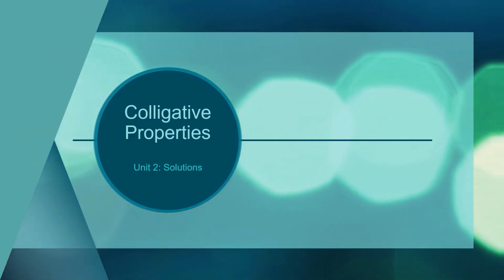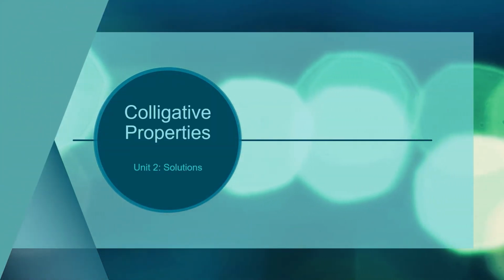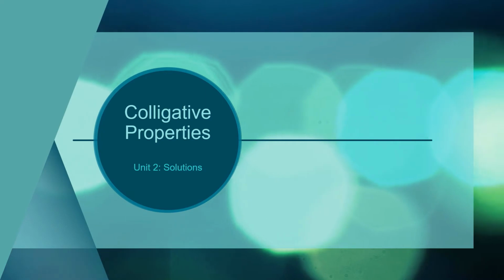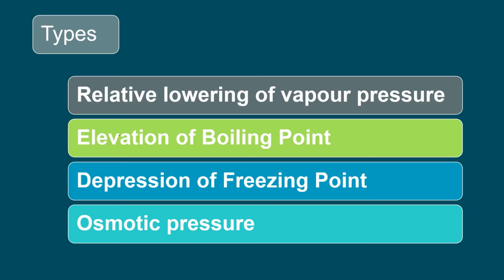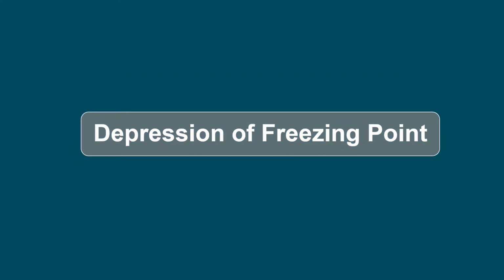Now in the previous lecture, we had discussed two important colligative properties, that is, the relative lowering of vapor pressure and the elevation of boiling point. Now in this video we will be discussing the depression of freezing point and the osmotic pressure of solutions. Now let us talk about the depression of freezing point.